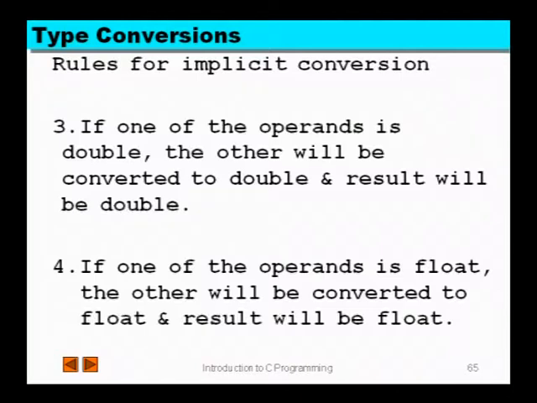Next is, if one of the operands is float, the other will be converted to float and the result will also be float. Of the two operands, if one is float, the other may be integer or whatever, it should be lesser usually, and the other will also be converted to float and the result will also be float. So that is the fourth rule.